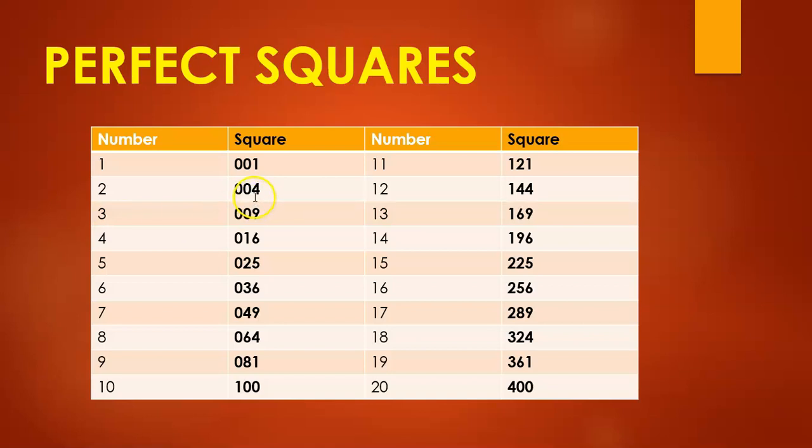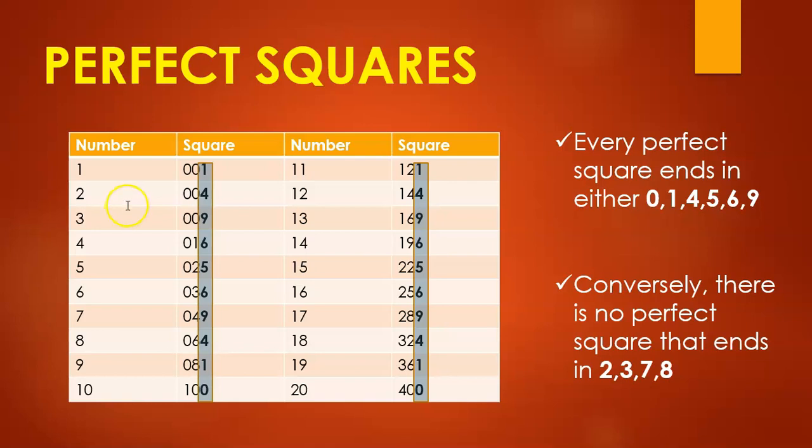Now here we have the perfect squares of the first 20 natural numbers, starting from 1 all the way to 20. And what do we see? We are trying to find out if there is some sort of a pattern here. If you look at the last digit of each of these squares, you can find a pattern. The square of 1 is 1, of course, 2 squared is 4, 3 squared is 9, 4 squared is 16, and so on and so forth up to 20. 20 squared is 400.